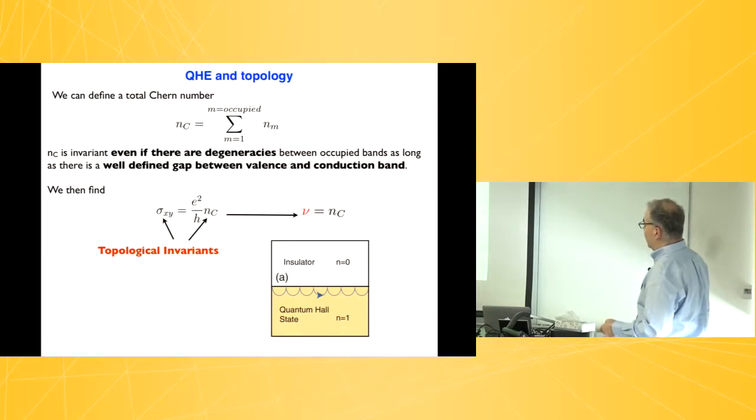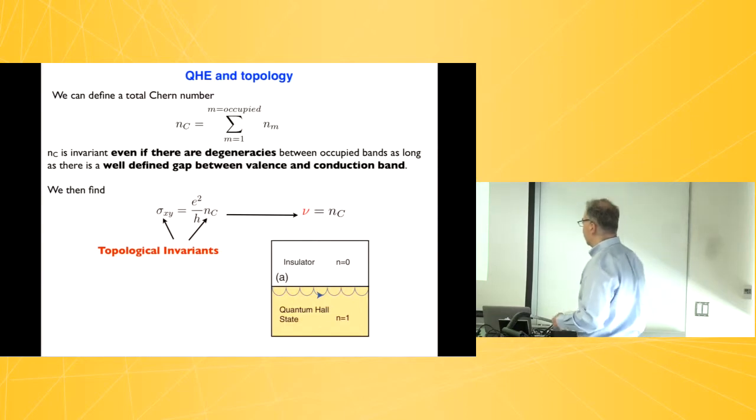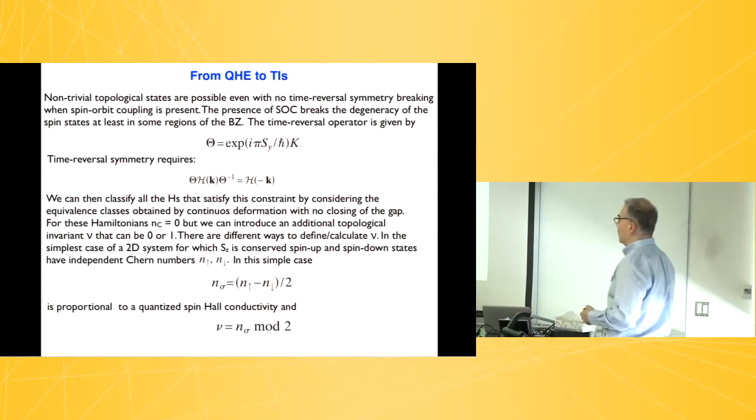And so now what happens is that, for example, if you have a normal insulator, you have n equals 0, and then here you have n equals 1 in the quantum Hall state. As I say, this number cannot change unless you close the gap. So in order to go from 1 to 0, something has to happen at the boundary. What happens is that you close the gap. So what it means is that you have an edge state. And so this is the origin of these edge states, at least in this kind of picture.